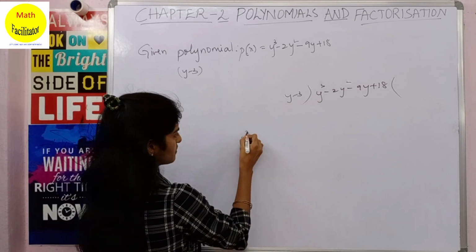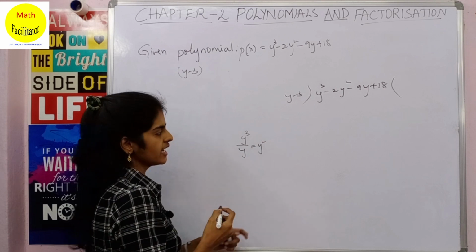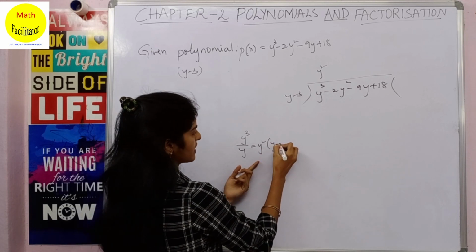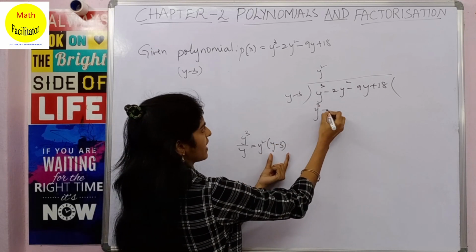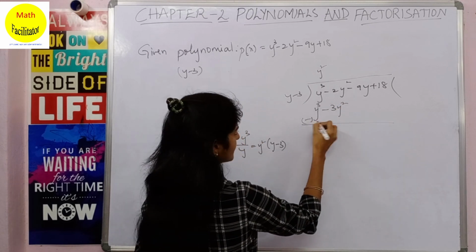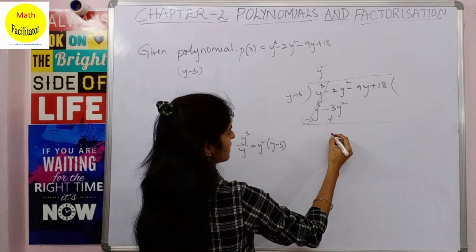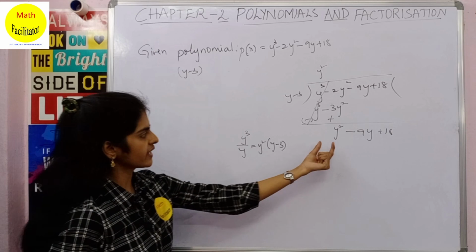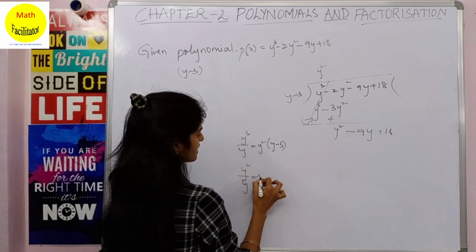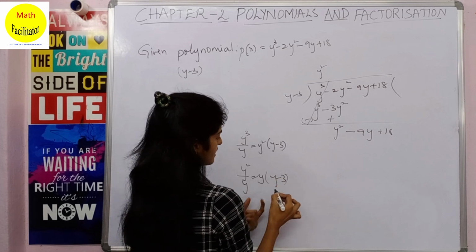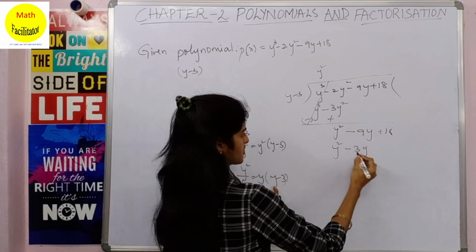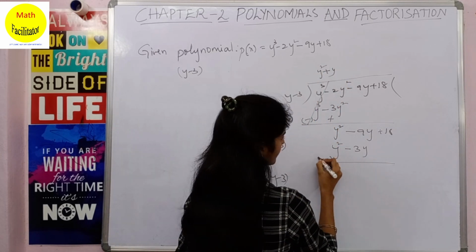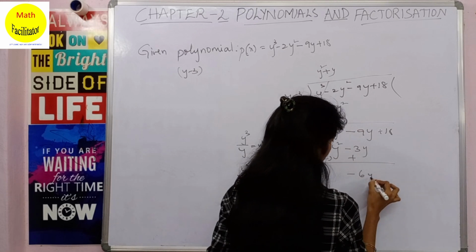Now y cube divided by y is nothing but y square. This y square is the first term of the quotient. So y square into y minus 3 gives you y cube minus 3y square. So subtracting, you have plus 3y square minus 2y square is y square, minus 9y plus 18, you will bring it down. Now again y square divided by y gives you y. Now y into y minus 3, so this is y square minus 3y, and this y is a new term of the quotient. So this is minus plus, so it is minus 6y plus 18.